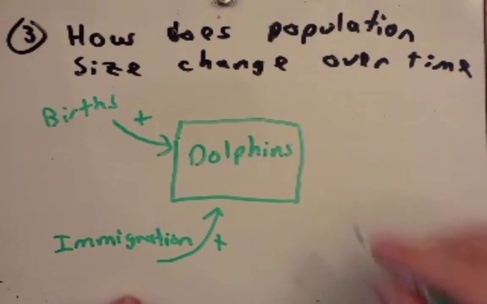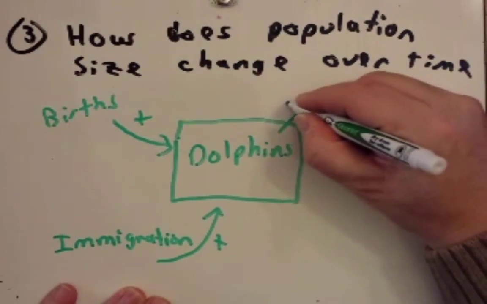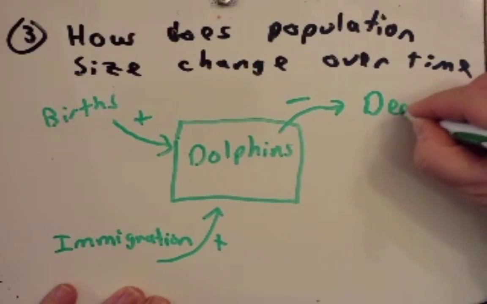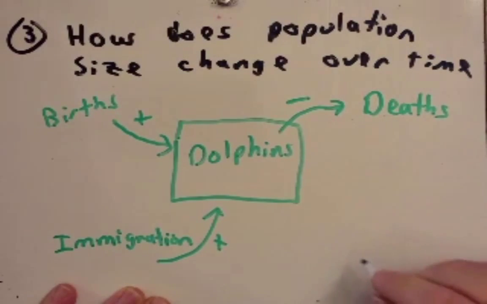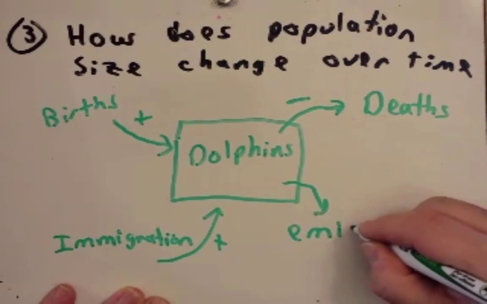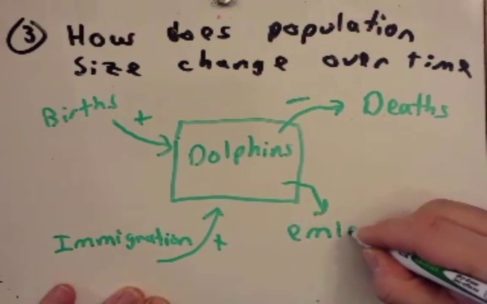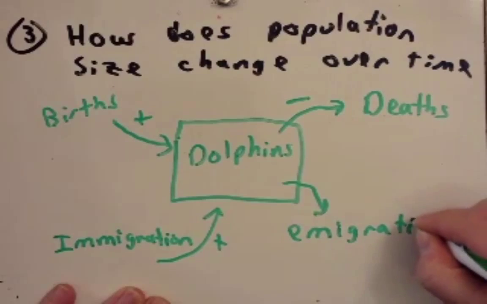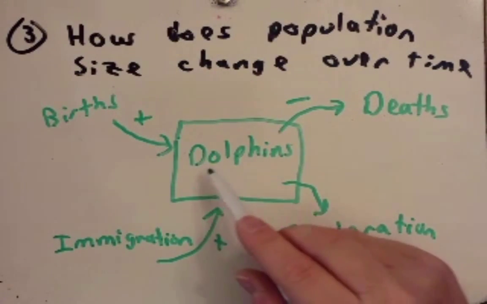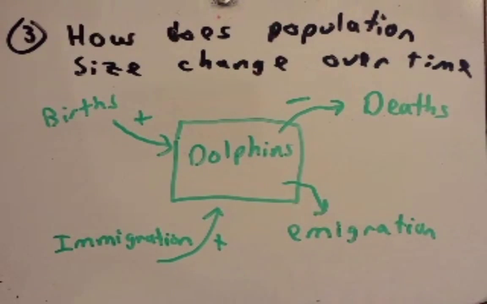Now, what decreases from this population? So a minus would be deaths. And the opposite of immigration would be emigration. That is when individuals leave this population. So individual dolphins leaving this pod and moving to a different population would be an example.